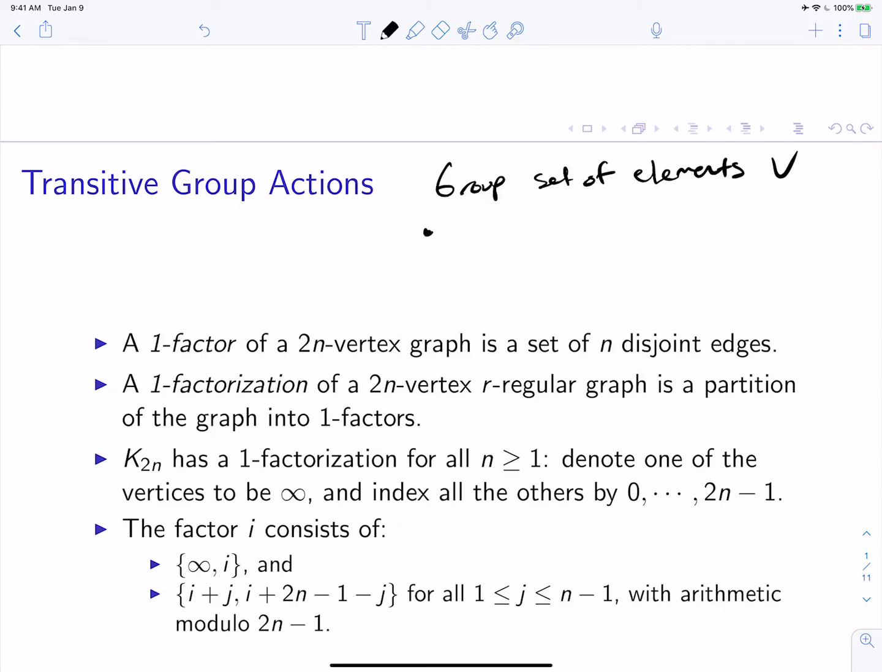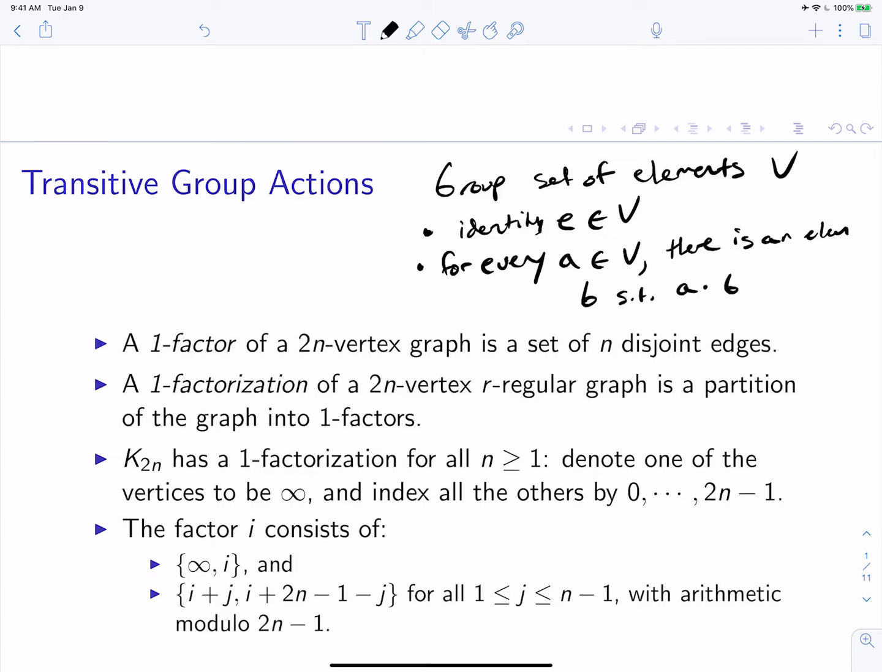It has certain properties. So there's an identity, and I'm going to call it E, which is an element of the group. It has inverses. So for every A in V, there is an element B such that A times B is equal to the identity. And there's an operation I'm going to call a circle with a dot in it. So it could be our usual definition of plus or times, but it's just a way of taking two elements and out popping another element. So you take two elements, you apply whatever the operation is, and then you get a third element.